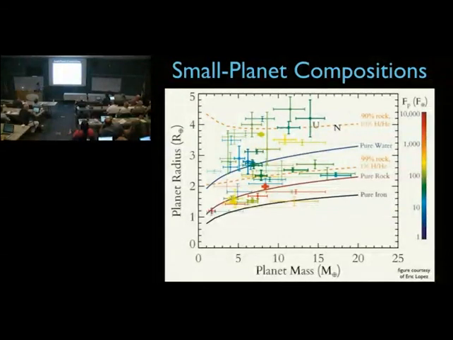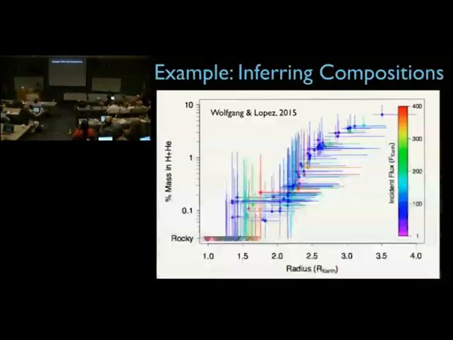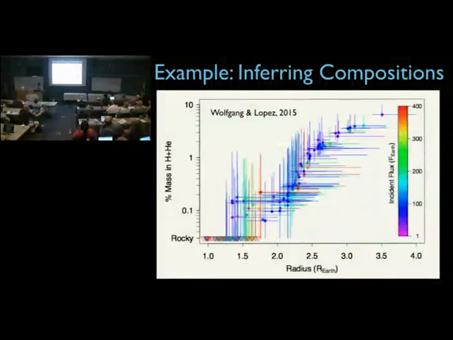This is the kind of thing that I have actually been working on a lot, in order to take the data and infer the compositions from them. This is just one example from several years ago now of doing this, in order to understand the fraction of a planet that is gaseous, essentially, as a function of its radius.